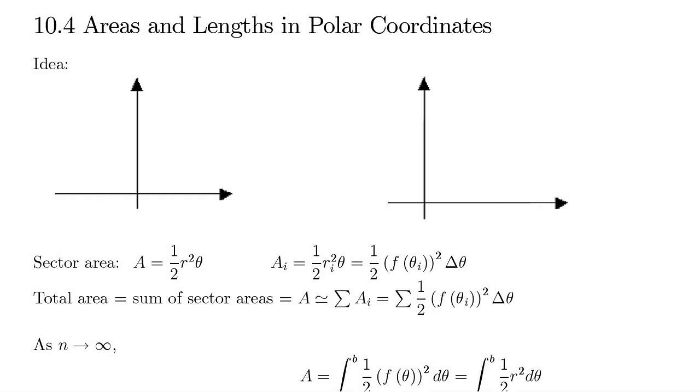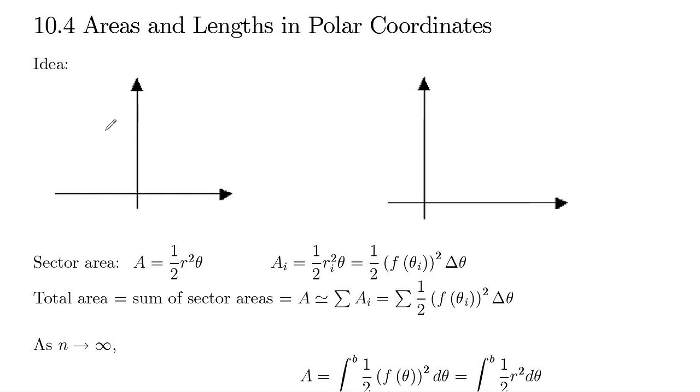So here in section 10.4, we want to look at areas and lengths in polar coordinates now. We know how to find the arc length of a curve or the area inside a loop with parametric equations. We want to be able to do the same thing with polar.